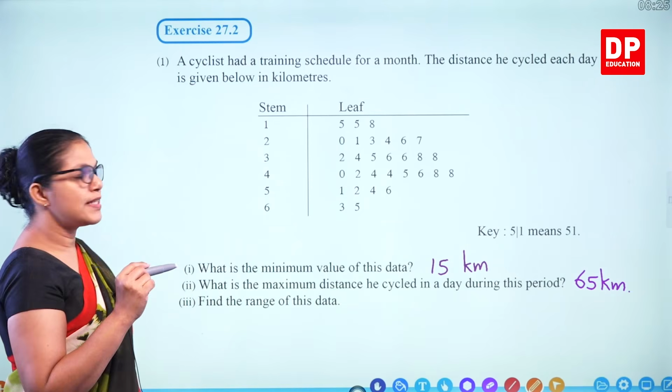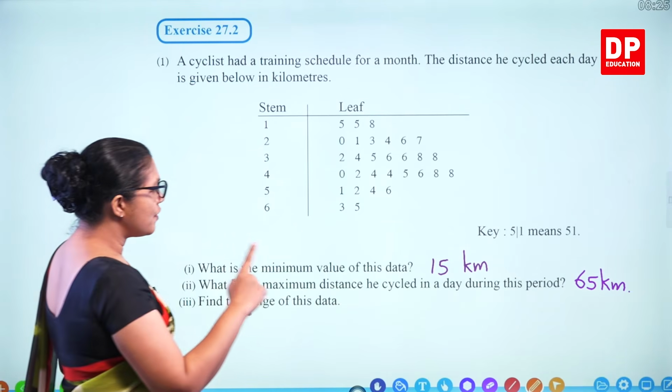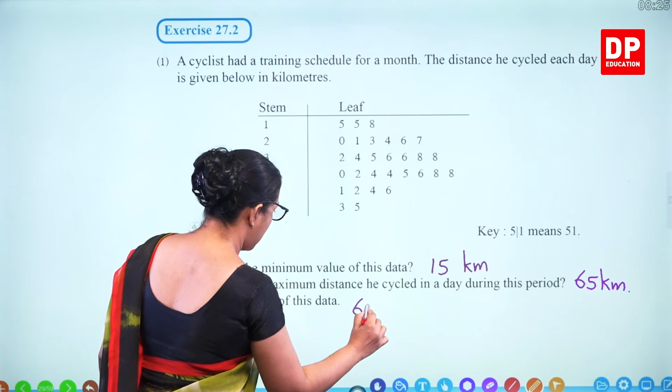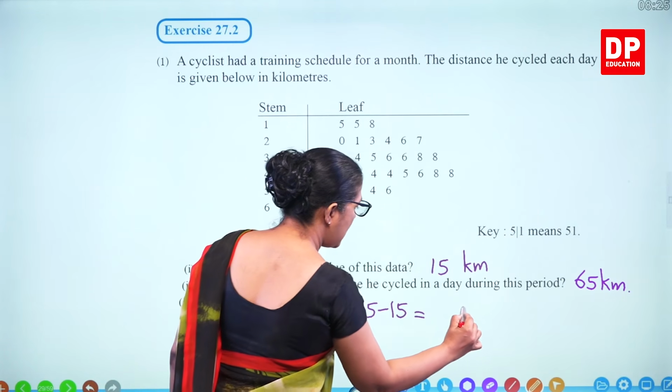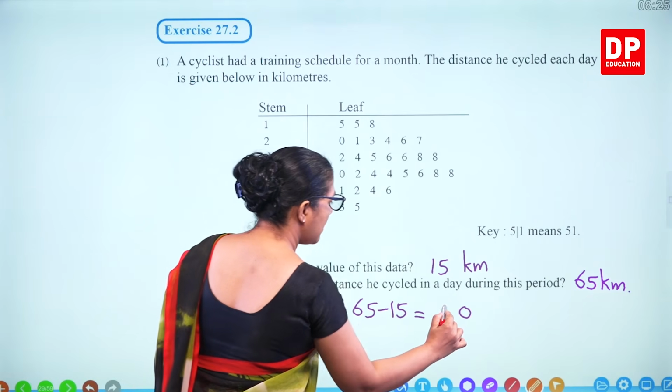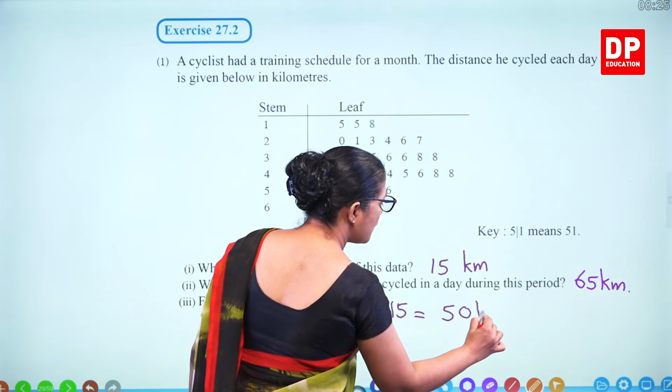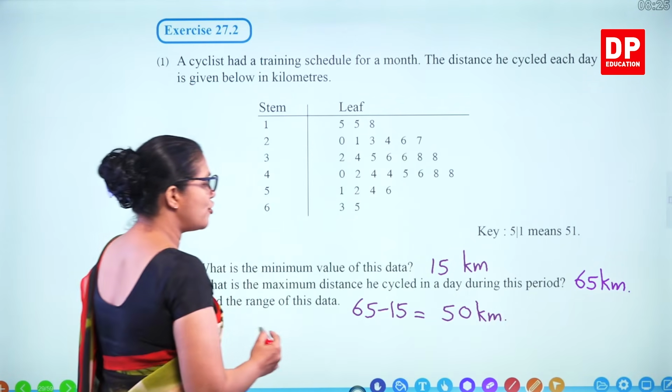Find the range of this data. Range is the difference between the highest and the lowest. 65 minus 15, you get 50. So 50 kilometers is the range value.